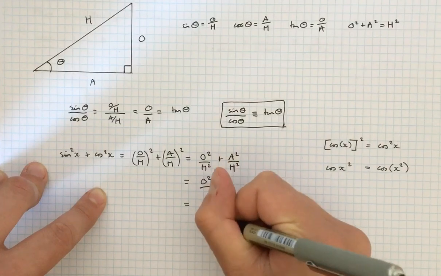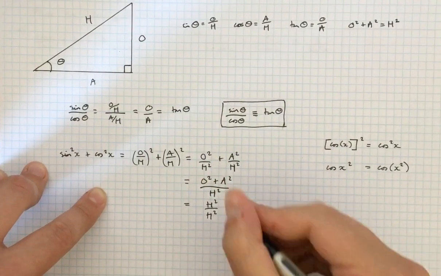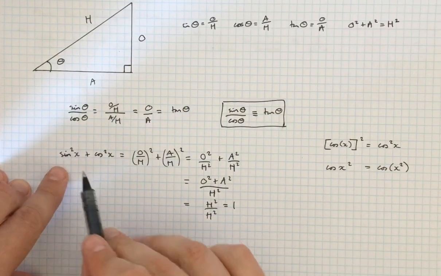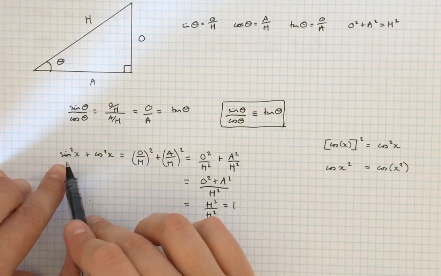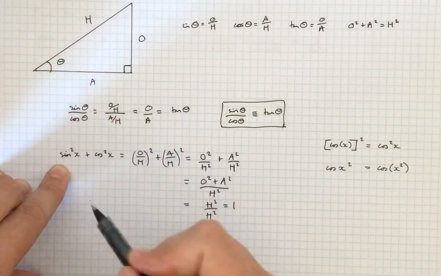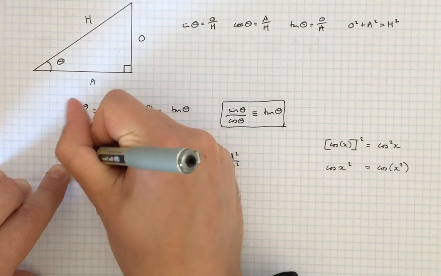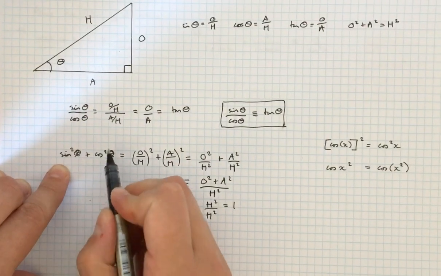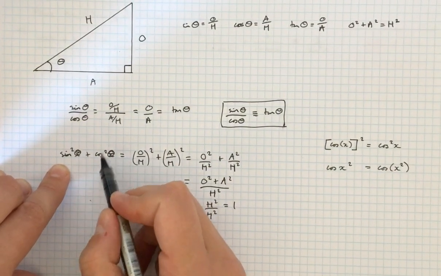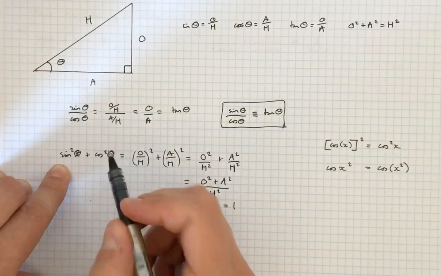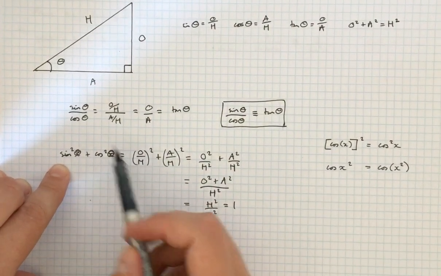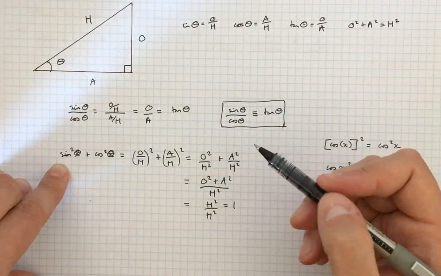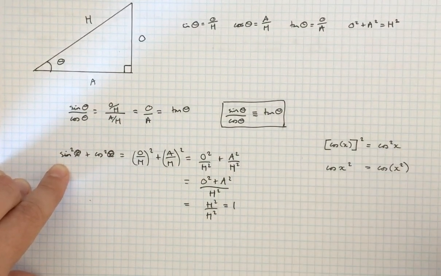So we get h squared over h squared, and anything divided by itself is 1. So we've just proven our second trig identity, which is that, I've just realised I've used x there rather than theta, which is that if we have sine squared theta plus cos squared theta, or sine squared x plus cos squared x, or sine squared y plus cos squared y, or whatever we want to use, it will always be equal to 1. It's an identity, it's true for any value of theta or x or whatever variable we're using.